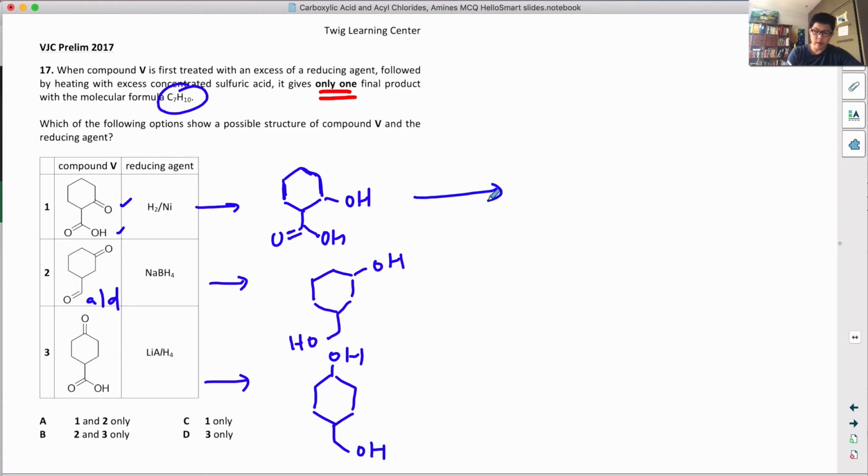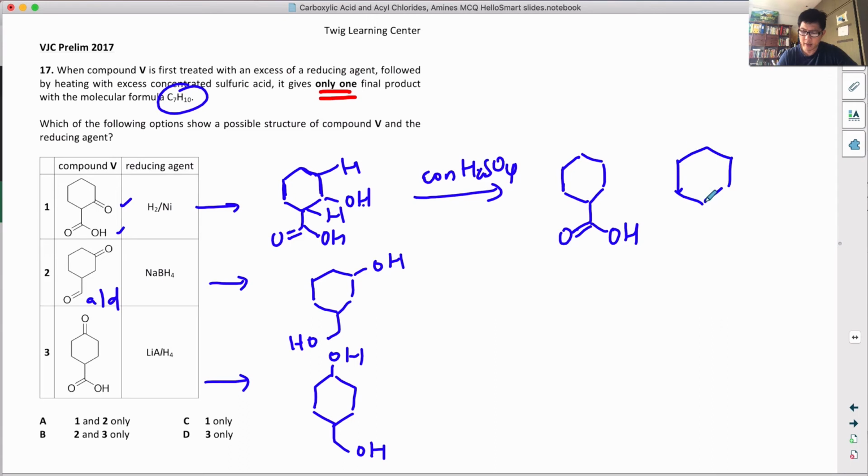Now when you add concentrated H2SO4, the mechanism we are looking at is actually elimination. You take away water. So what can you possibly get? You realize that if I take away this OH from here, I can take away a H from here or H from here. So there are actually two possibilities. Your double bond could end up over here if you take away OH and a H from here, and here if you take away OH and a H from here. So you get two different products. But the question says only one final product.